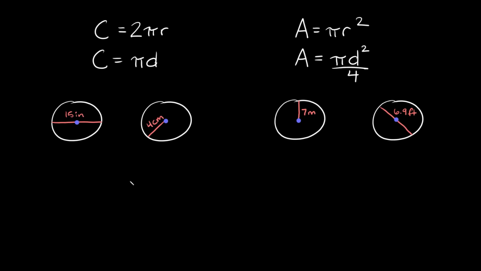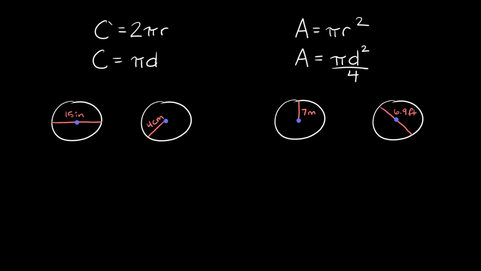So in this video, I'm going to teach you how to find the circumference and area of a circle. And I'm also going to teach you how to write your answer in terms of pi. All right, so we have a few formulas to find the circumference and area of a circle. So let's cover the circumference first.